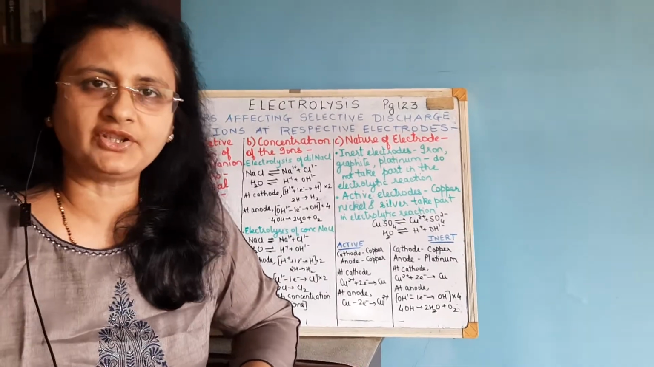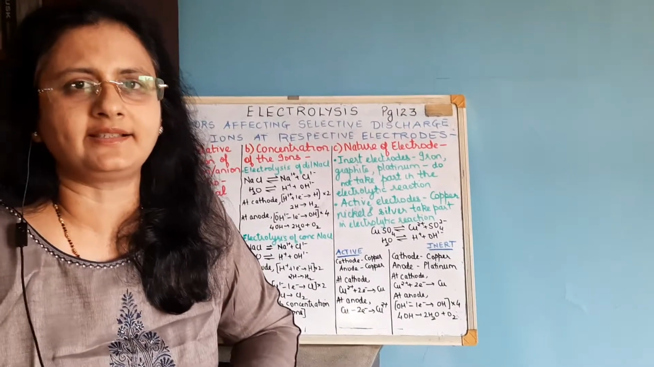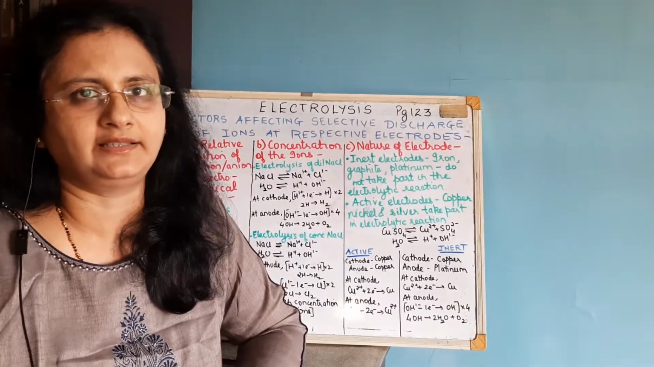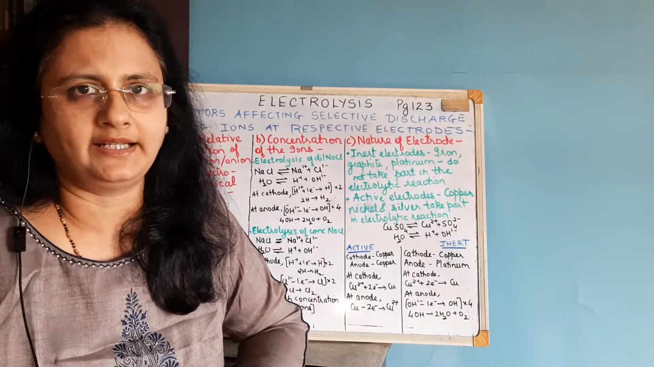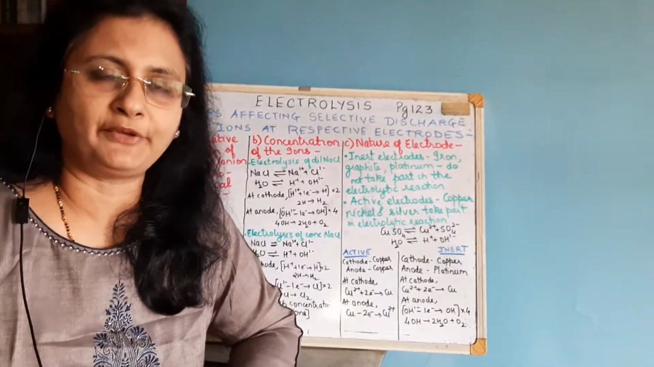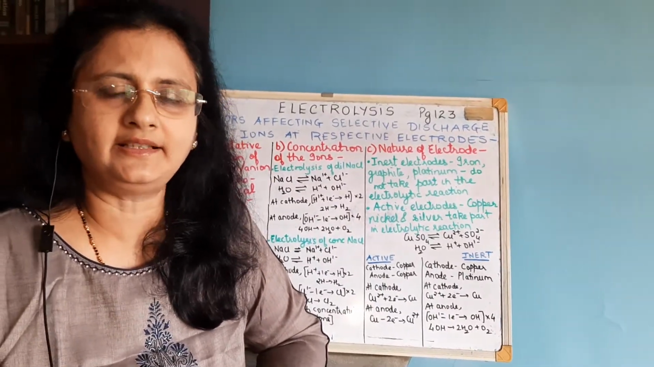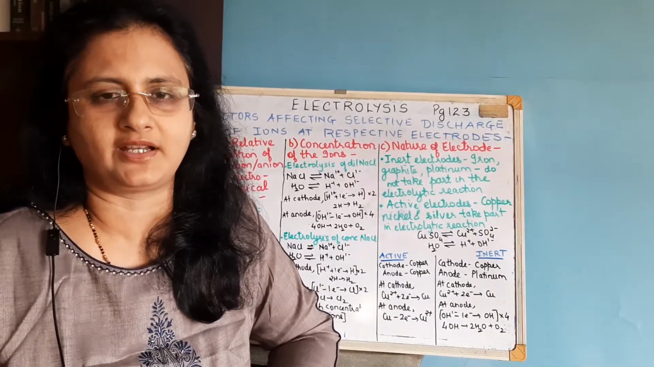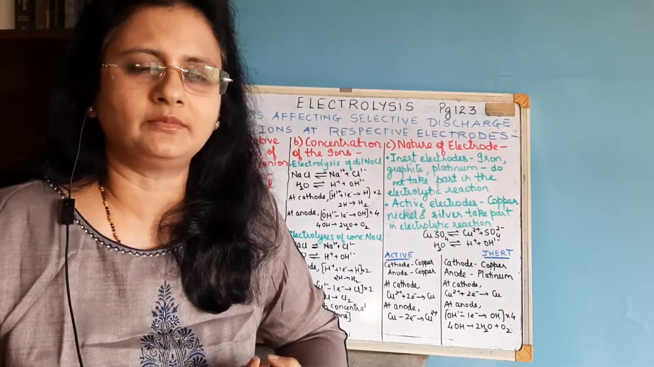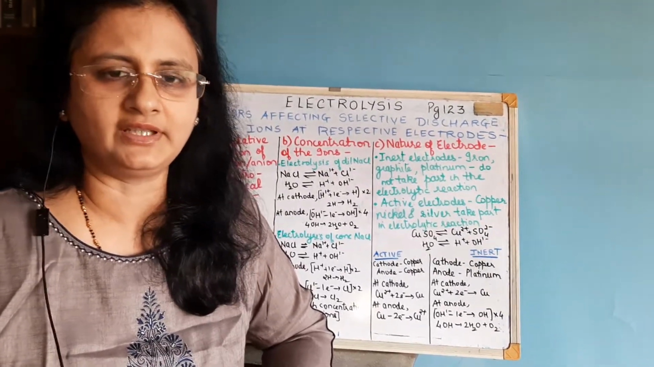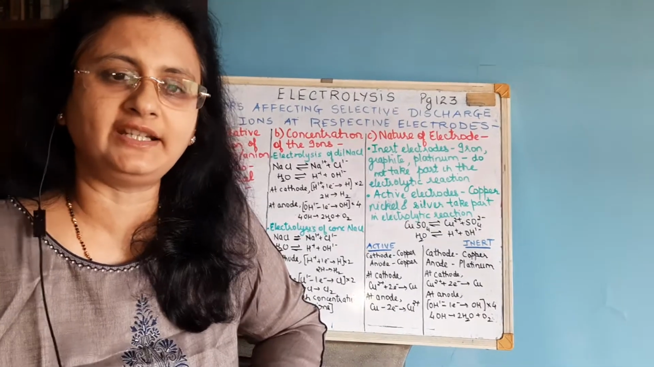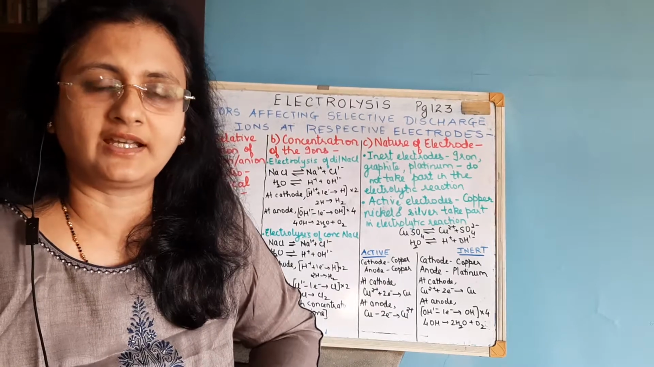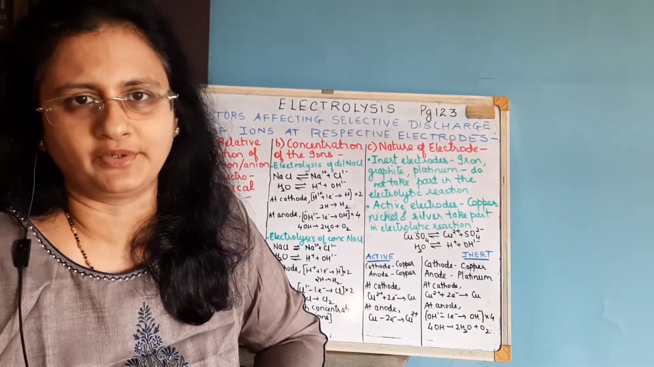So there will be competition between the ions to get discharged as neutral atoms, and one of the ions will get preferentially discharged as a neutral atom at the electrode. This preferential discharge of an ion at the respective electrode into a neutral atom is nothing but the selective discharge of ions. So when there are two or more ions in solution, which ion will get preferentially discharged at the respective electrodes? What are the factors determining that is what we are going to see today.